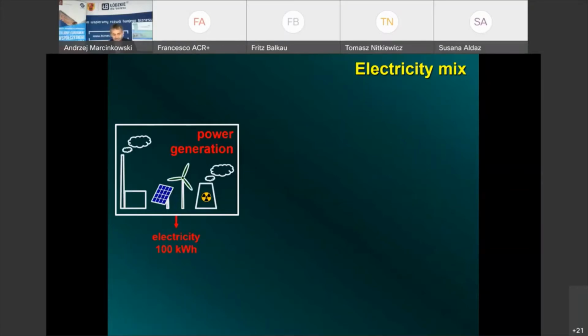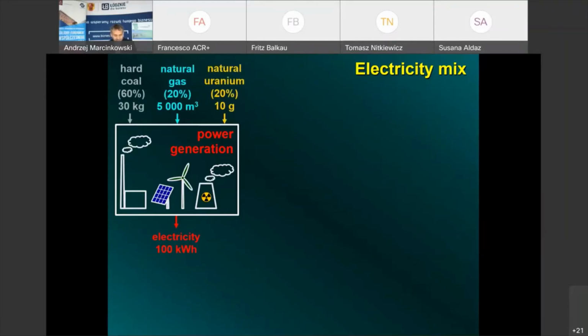So life cycle inventory databases contain information on environmental impact of power sector specific for different countries. And in this example, let's assume we've got a mix like this. So 60% of electricity is generated from hard coal, 20% from natural gas, and the next 20% in nuclear power plants. So we obtain 100 kilowatt hour of electricity from respectively 30 kilograms of hard coal, together with 5,000 cubic meters of natural gas and 10 grams of natural uranium.